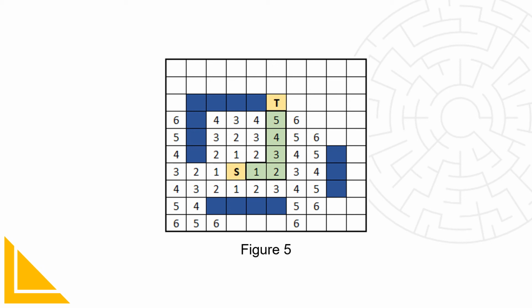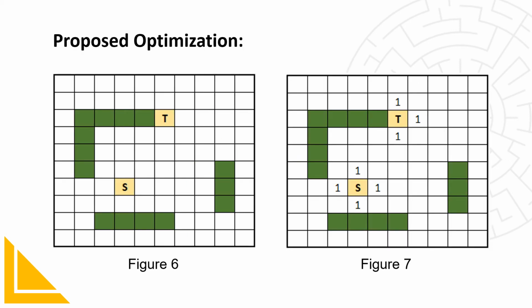Lee's algorithm has high complexity, especially if we are dealing with a very large grid size. Also, take a look at how much computation we had just to reach the endpoint. So here in the proposed solution, Lee's algorithm can be minimized by initiating the computation from both the starting point and target point, which you can see in figure 7.